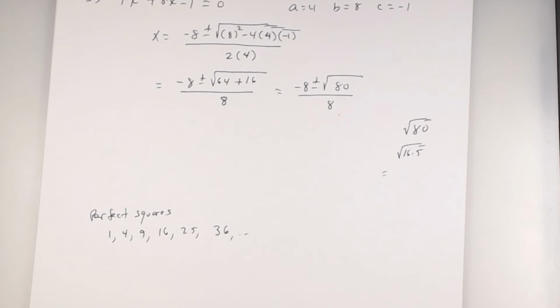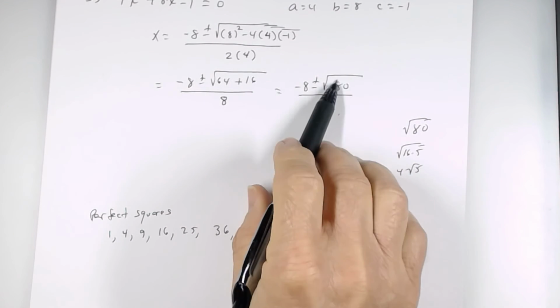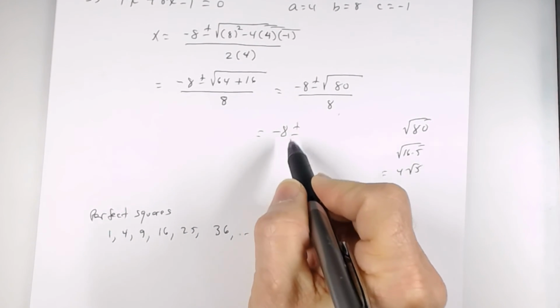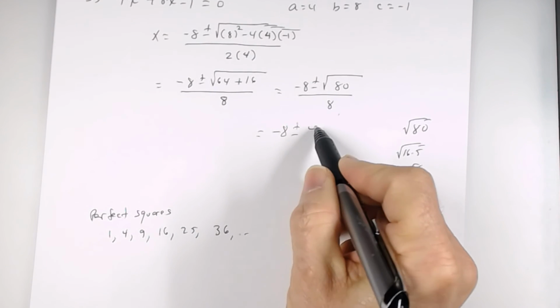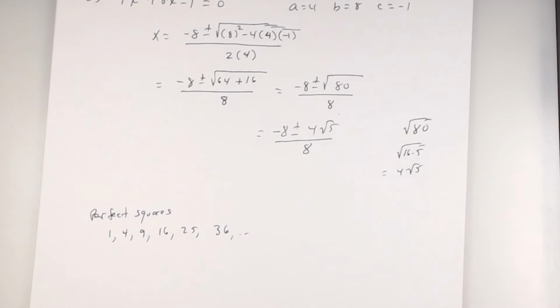And hopefully at this point, and if you're not at this point able to tell me what that is right away, what's the square root of 16 times 5? 4 square root of 5. And then you just write them out if you got to. So 4 square root of 5. And so that's what this is. So I'm going to go back up here. I'm going to rewrite this. Negative 8 plus or minus 4 square root of 5, all divided by 8.